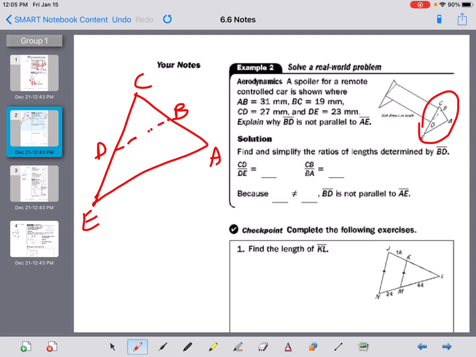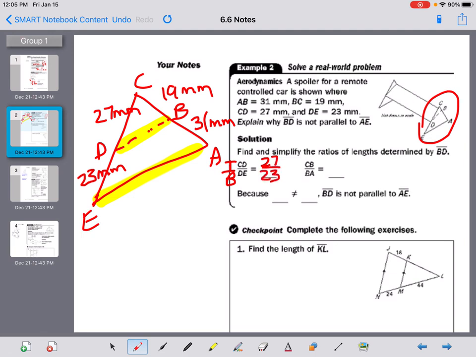Okay, so I want to see it a little bit bigger because they gave me these dimensions. AB is 31 millimeters. BC is 19 millimeters. CD is 27 millimeters, and DE is 23 millimeters. And I want to know, is BD parallel to AE? Actually, they already told me it's not parallel. They want me to say why I know that. Okay, so we want to set up a proportion, okay? They, once again, have set it up kind of top to bottom. So on the left side, CD is 27, and DE is 23. Can we reduce those?